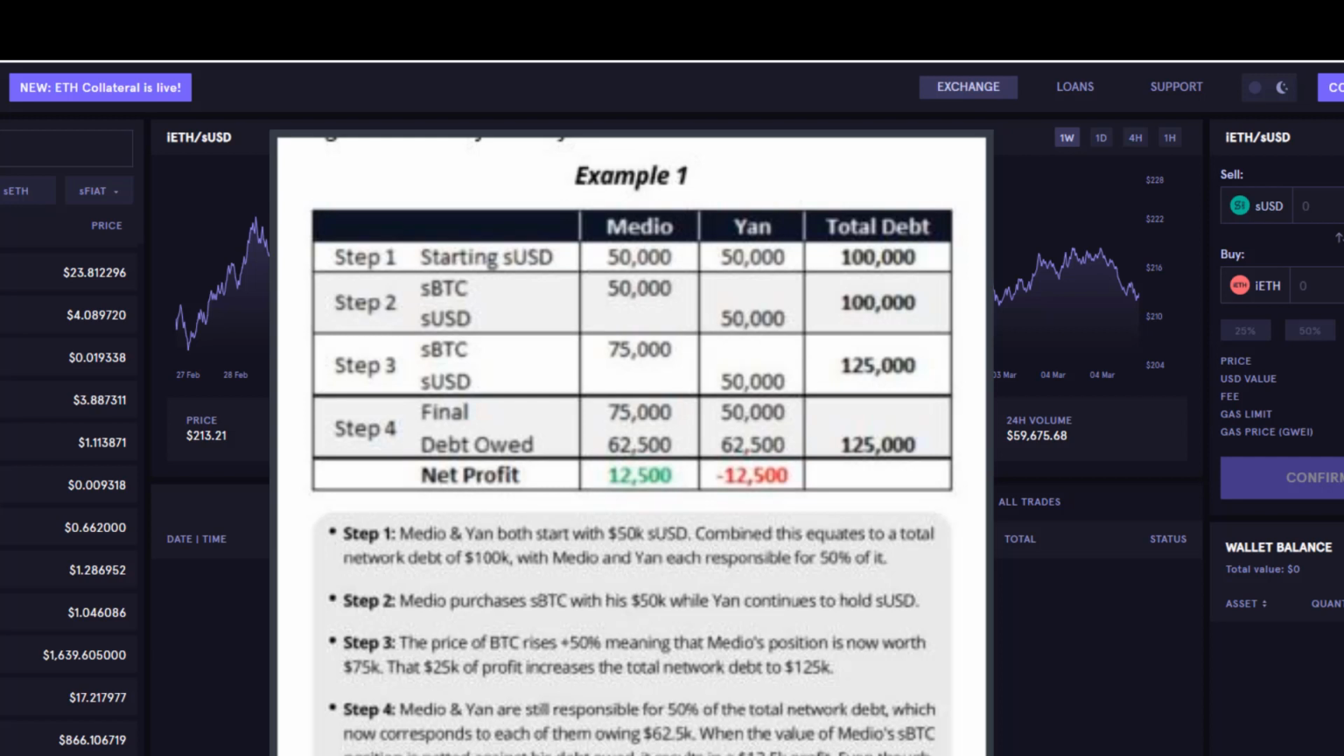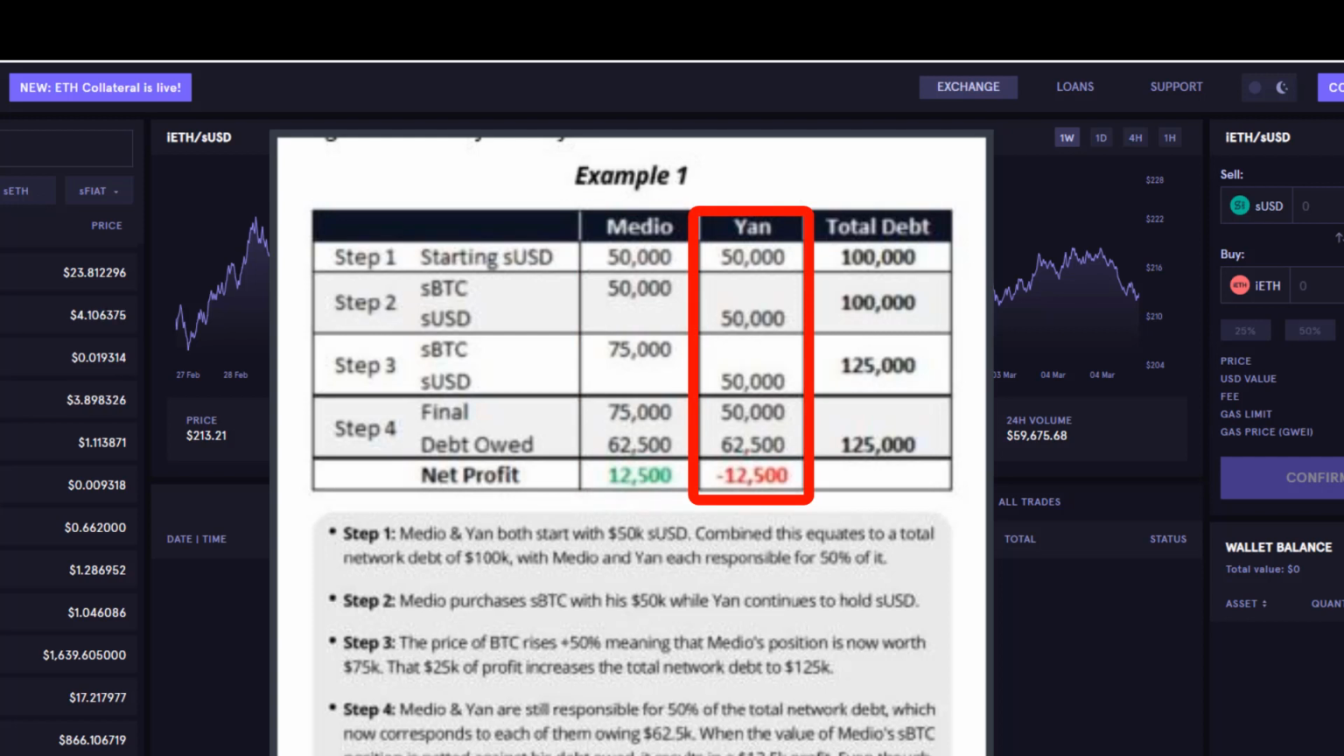And because each of them is still responsible for half of that, that means they now owe $62,500 a piece. For Medio, it's not so much of a problem because he bought Bitcoin that appreciated in price. So his debt owed is $62,500, but the value of his synthetic Bitcoin is $75,000. On the other hand, Yan didn't buy any Bitcoin, and his debt owed increased to $62,500 as well.